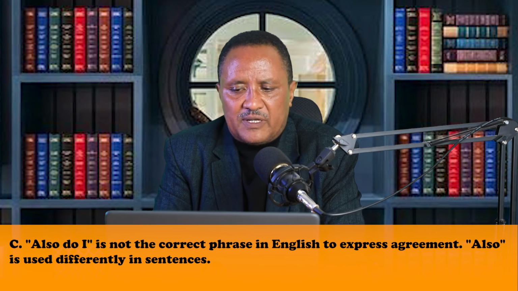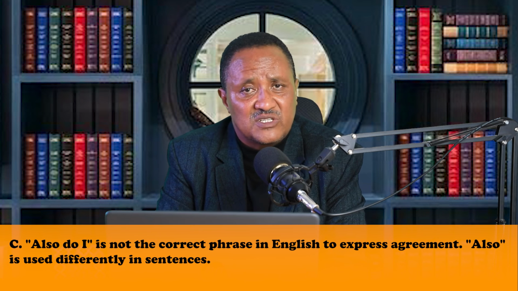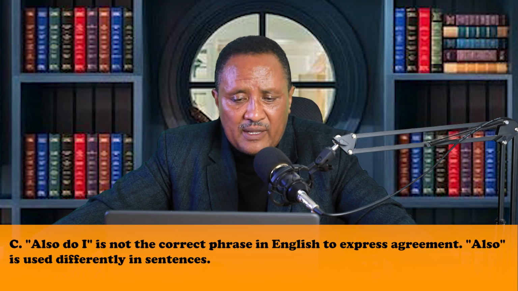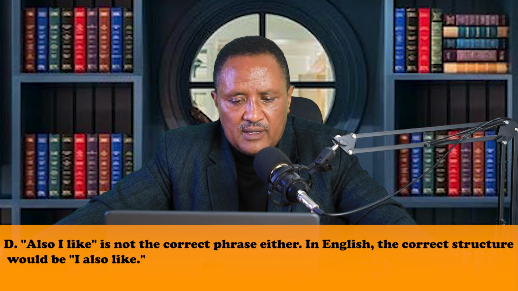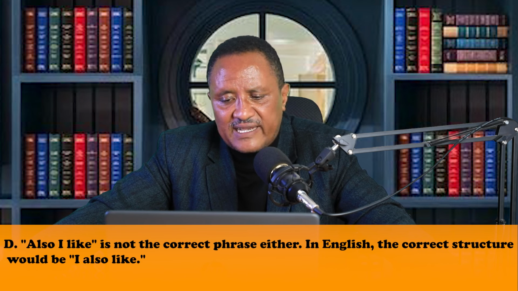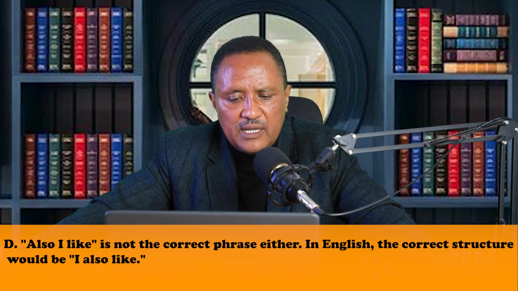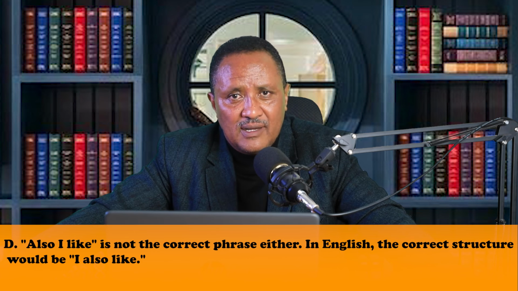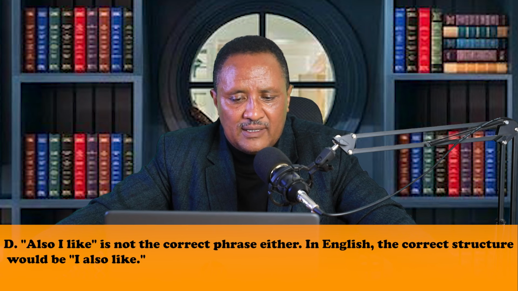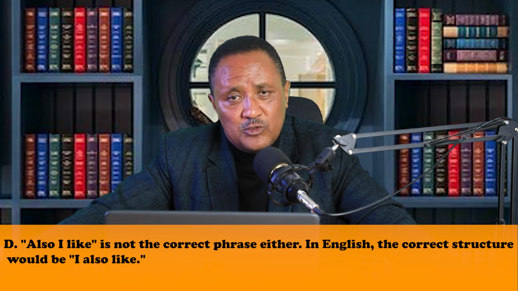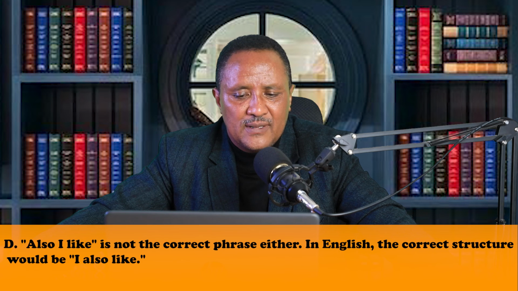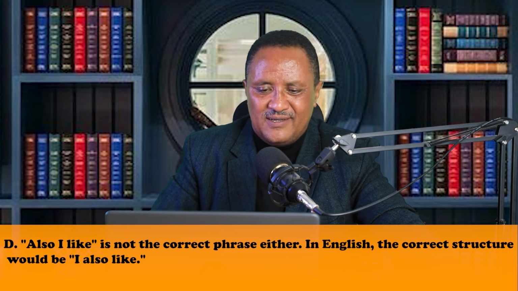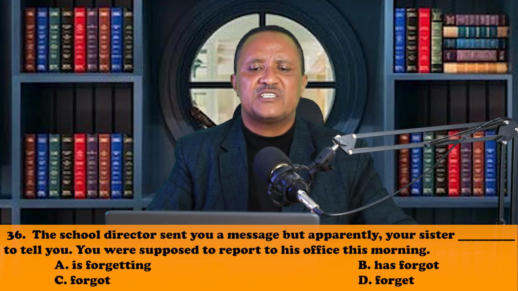In English, to express agreement, also is used differently in sentences. Also shows addition. It's not something which shows an alternative position. D, also I like, is not the correct phrase either. In English, the correct structure would be I also like. You cannot say also I like. If at all, I also like could be an answer that replaces so do I. Also should come right after the subjective pronoun I. Good. Number 36.